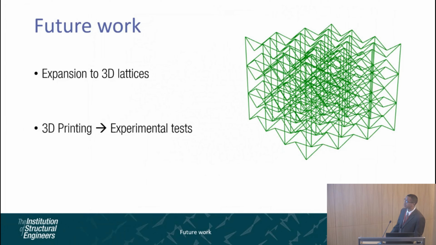So in terms of future work, we're looking into expanding to 3D lattices. We've already started looking at different orientations for the intersections, and upon having a 3D model, then we could 3D print and do some experimental tests to validate the numerical work.